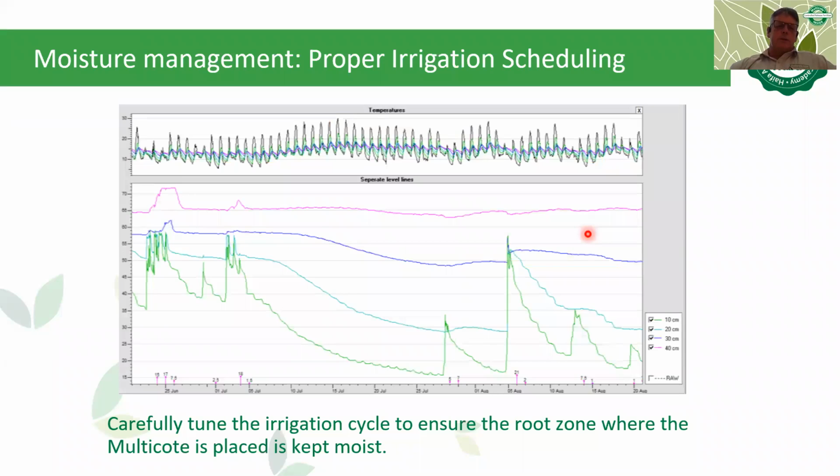Moisture management, we've spoken about that, it's critical. There are lots of tools that you can use to measure the moisture, and you can see where your root development is happening and where your moisture needs to be adjusted. And with Multicote, it's essential that Multicote is placed in the root zone where your moisture is kept optimal.